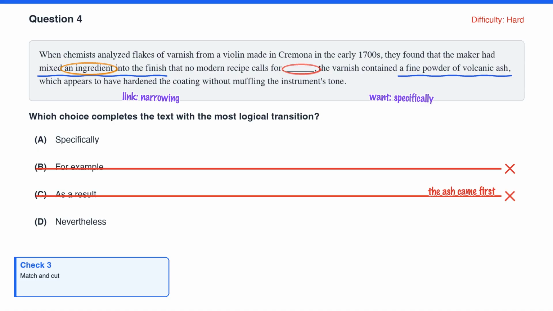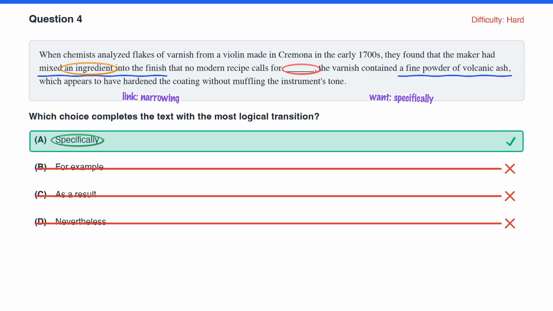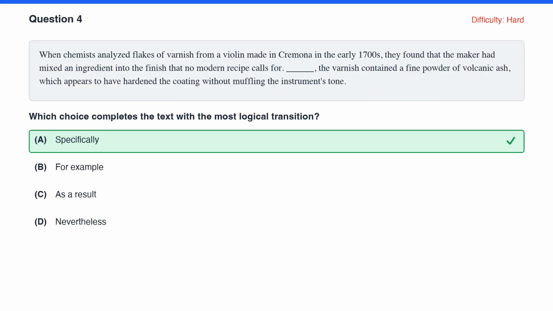Toss it. Nevertheless signals a turn, and both sentences pull the same way. Strike that too. Specifically does the zoom exactly. A is the answer. A is right because sentence 2 identifies the very ingredient sentence 1 hinted at. Same direction is not enough. For example, introduces one case among several, while specifically pins down a single detail, and that is the job here.